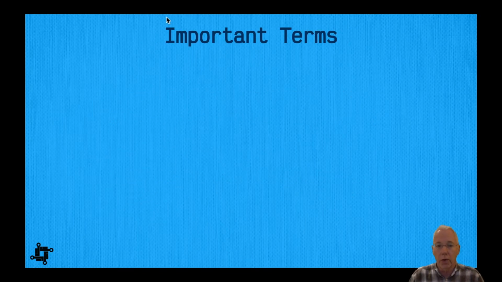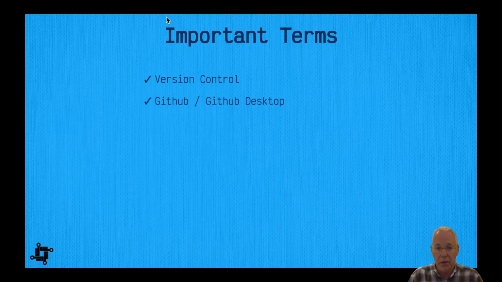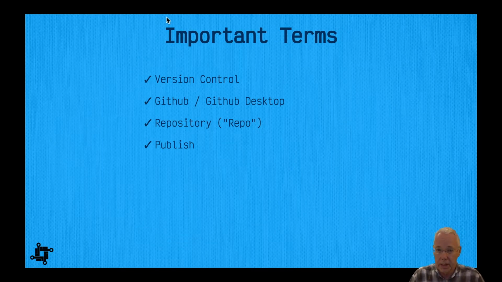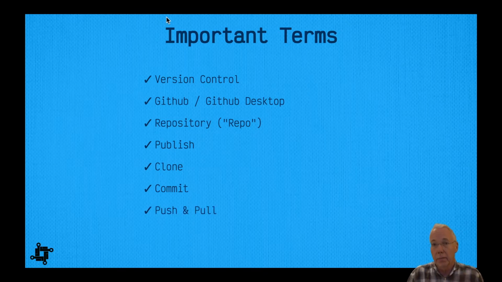So there are some important terms that we'll want to go through. Version control, which I'm going to discuss first. Git and GitHub Desktop and how those are used. We're going to discuss repositories and what those are. We're going to talk about various mechanisms that you work with in Git, such as publish, clone, commit, and push and pull.